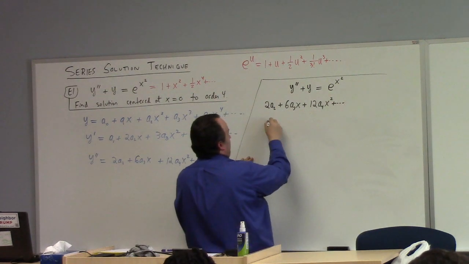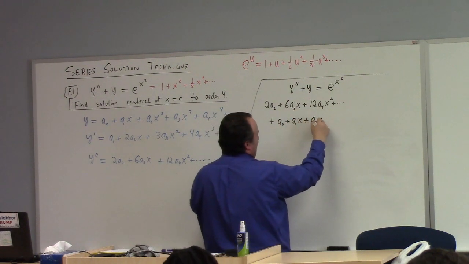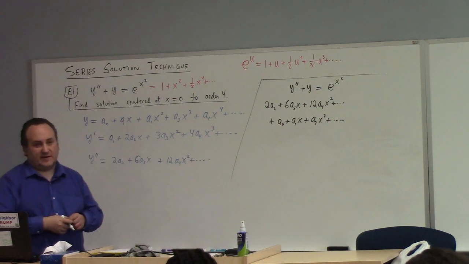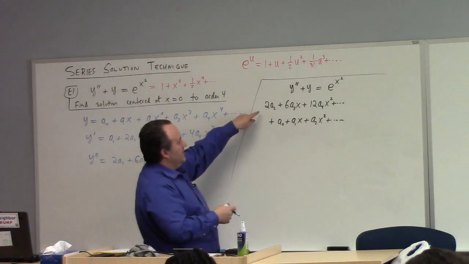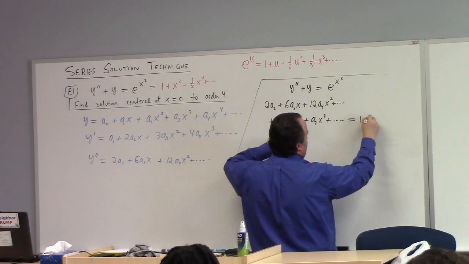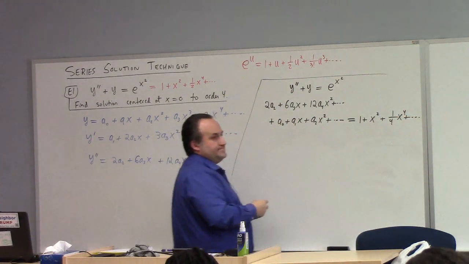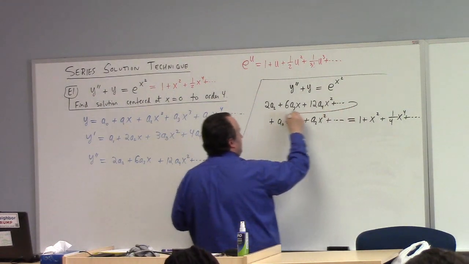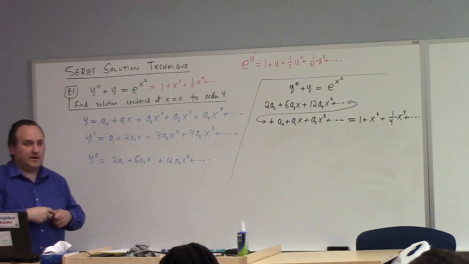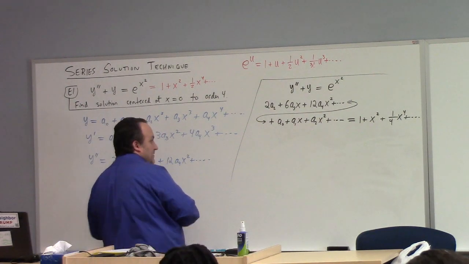I'm going to write it on the next line if that's okay with you guys. a0 plus a1x plus a2x squared plus, I'm going to stop right there. Maybe just writing out terms to x squared is enough, right? So this is y prime prime, this is y, this is all supposed to be equal to 1 plus x squared plus 1/2 x to the 4th, all right? Okay, so we've got two series that are equal, right? What we're going to do now is to equate coefficients, all right? Now, how's that go here?